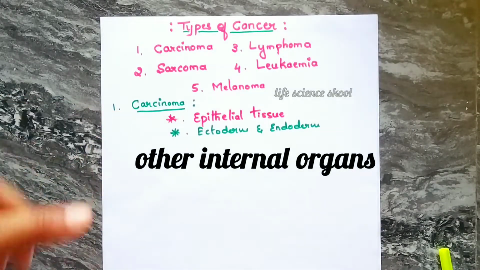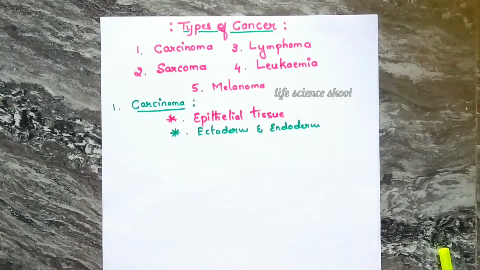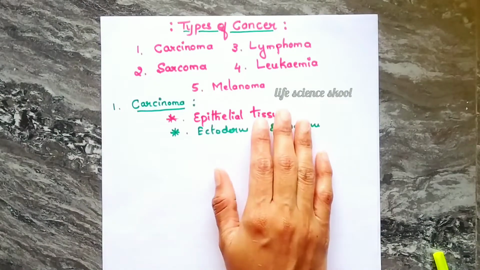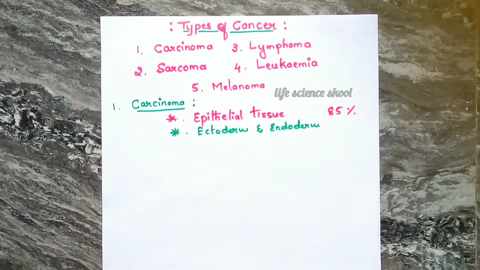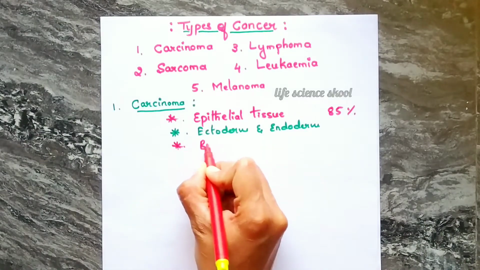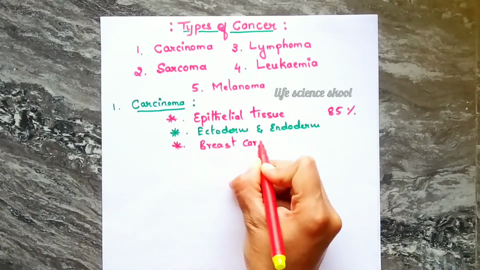Internal organs like the breast and prostate gland. So from the internal glandular organs, you can guess that this is carcinoma, because usually it starts with the epithelial tissue. And about 85% of human cancers are carcinomas. How many percent? About 85%. Okay. And an example for this is breast cancer. It is a carcinoma.